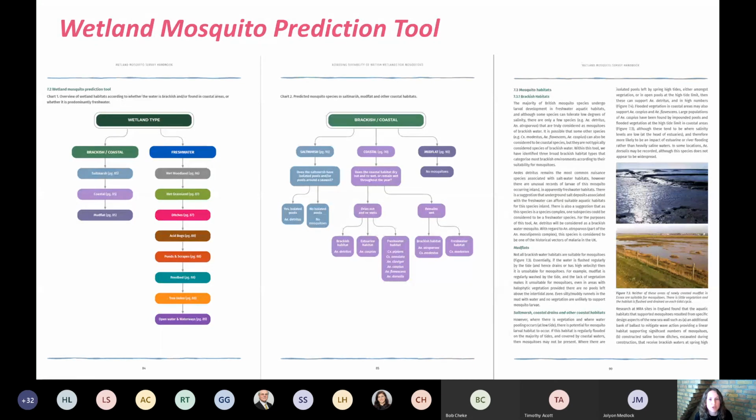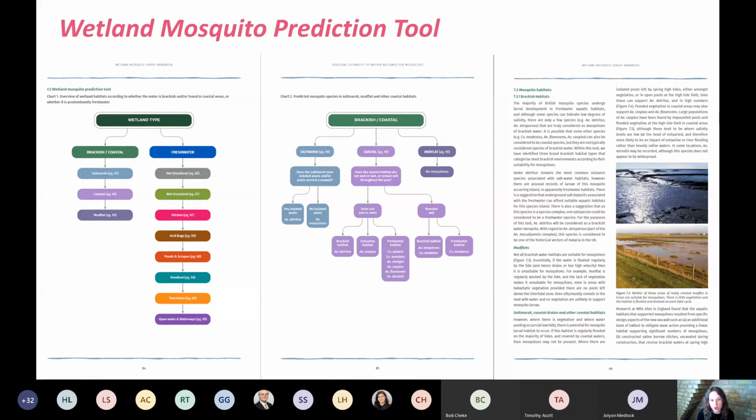We've tried to include a lot of photos as well, just to give clear examples of the kind of habitats we're talking about. We've avoided very technical habitat descriptors. These are really based on the features of the environment that are most relevant to mosquito ecology. So we think and we hope it's very accessible, and that anybody could follow these flowcharts to understand the types of mosquito species you could reasonably expect within a particular habitat.